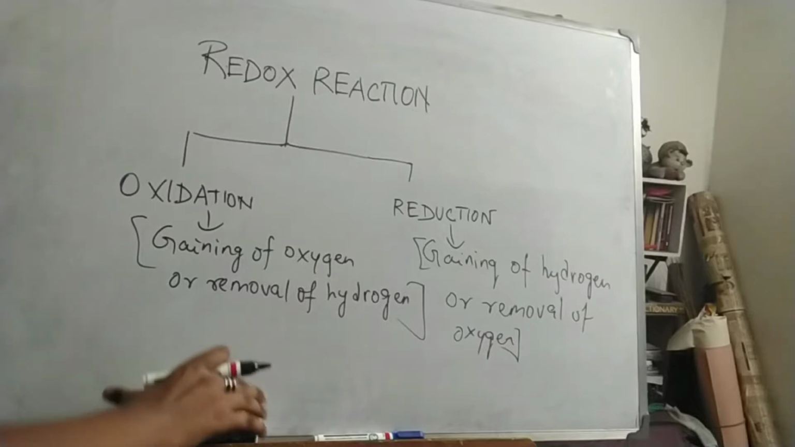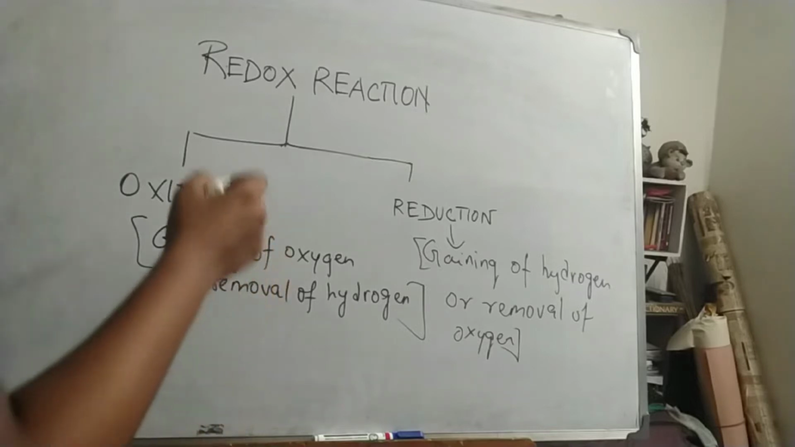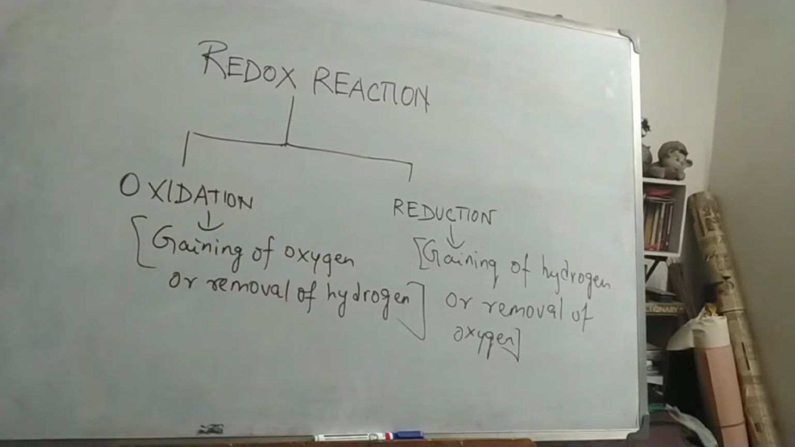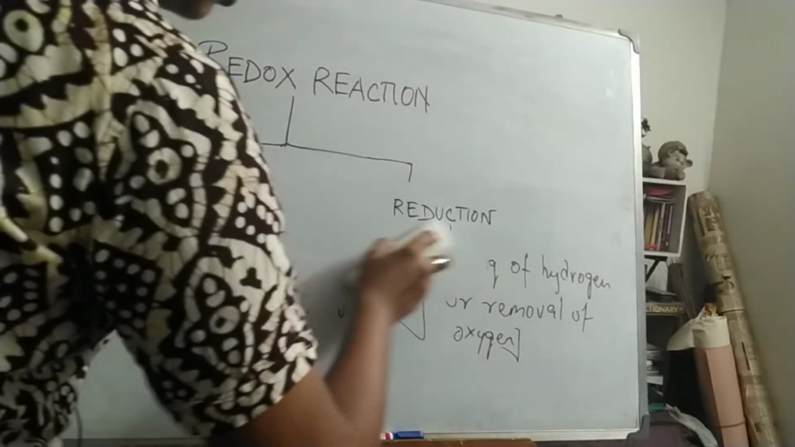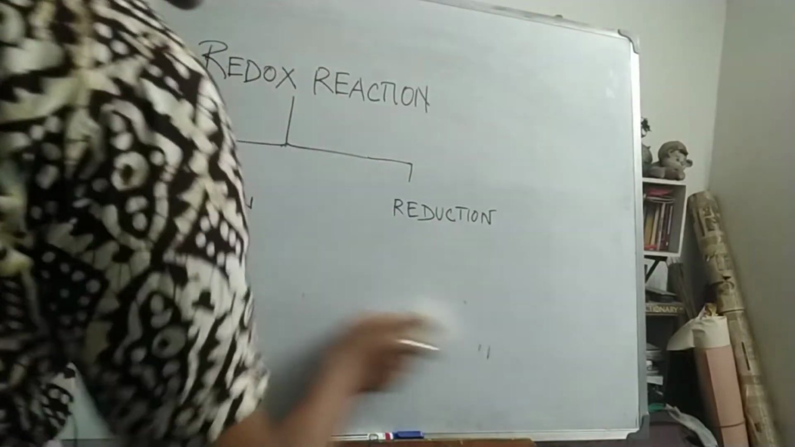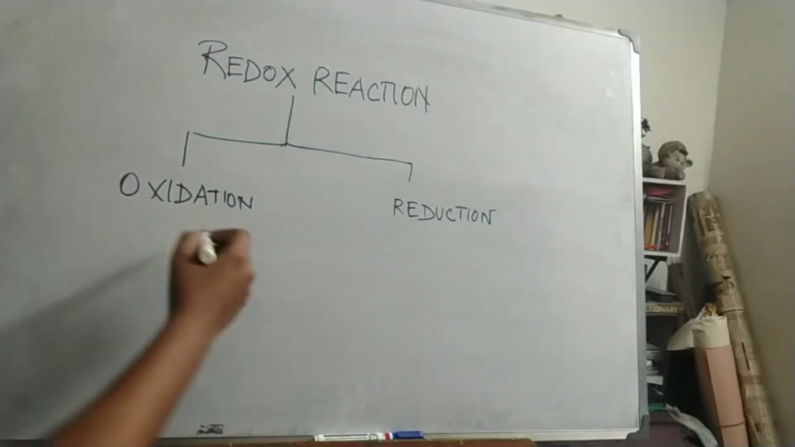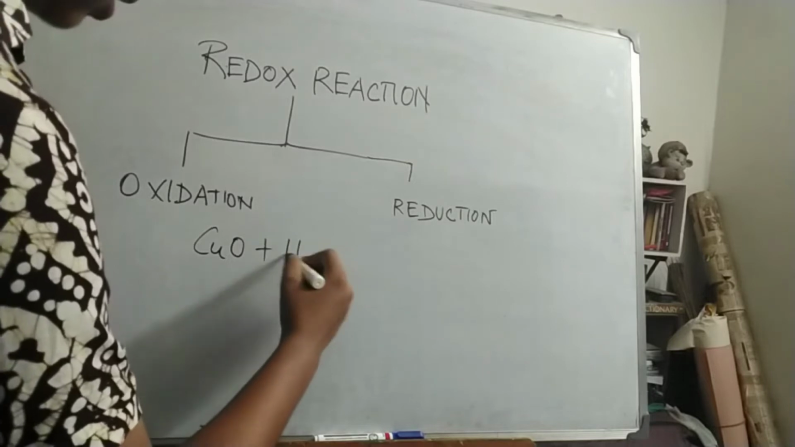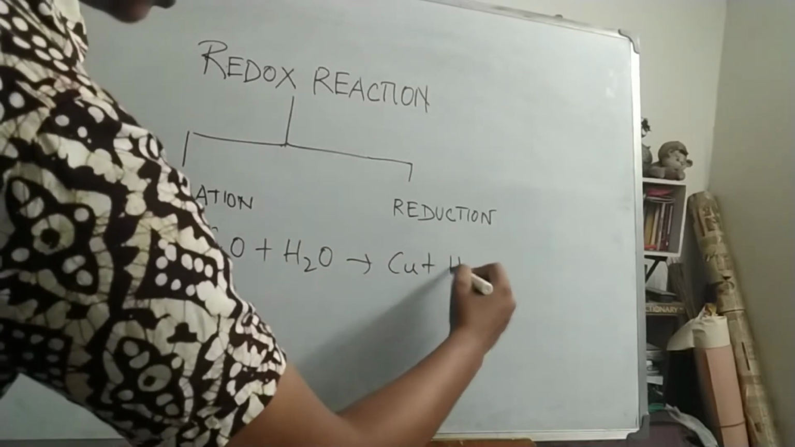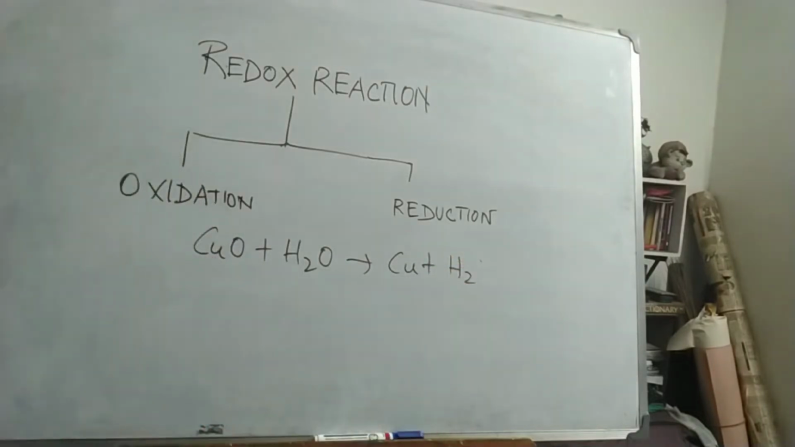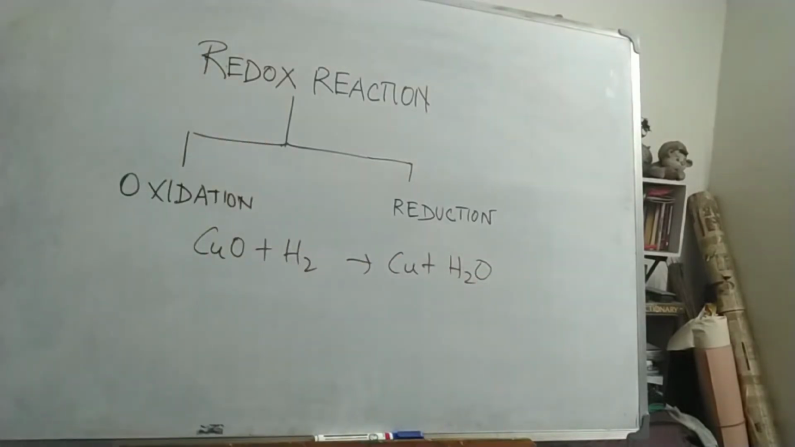Now what will be the example of these two? I will tell you one example and explain both the oxidation reaction and reduction reaction. I will explain with one example. See, copper oxide plus H2 gives copper plus H2O.